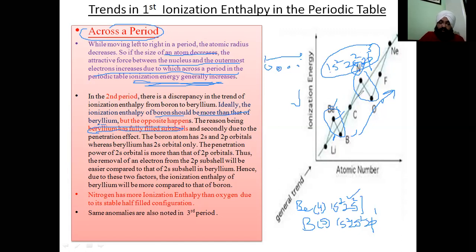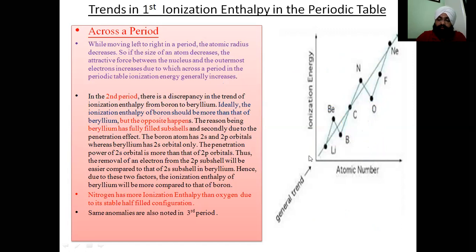So the same type of anomalies will be observed in the third period also. Wherever there is a fully filled configuration or half filled configuration, those elements have exceptionally higher ionization enthalpy from the normal general trend. So the general trend is that across the period ionization enthalpy value increases because the atomic size decreases. But there are two exceptions to this generalization. One is the fully filled configuration, and the second is the half filled configuration. So wherever there is a fully filled configuration, the ionization enthalpy is going to be at the higher end, and the same for half filled configurations also.